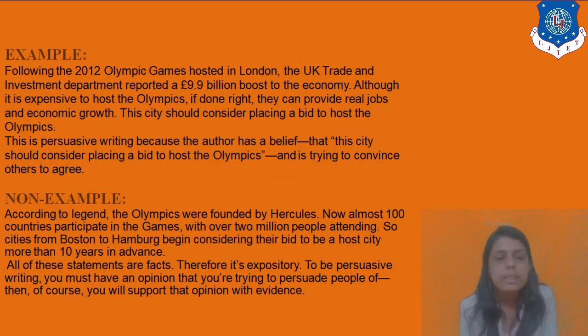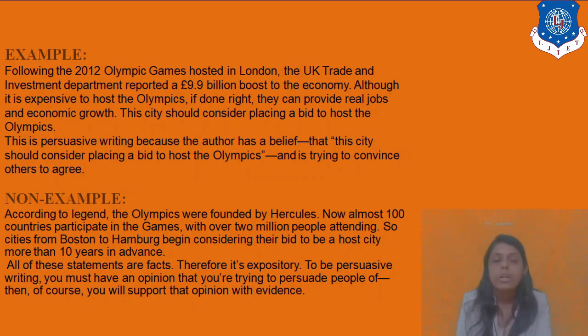So here we are going to study the example and non-example of persuasive style of writing. Following the 2012 Olympic Games hosted in London, the UK Trade and Investment Department reported a 9.9 billion boost to the economy. Although it is inexpensive to host the Olympics, if done right, they can provide real jobs and economic growth. The city should consider placing a bid to host the Olympics. This is persuasive writing, right? Because what they are telling is that it will boost the economy, that's why you should bid for the Olympics. So that is persuasive style of writing, very easy to understand.